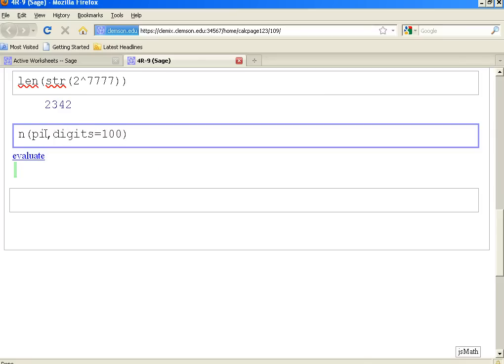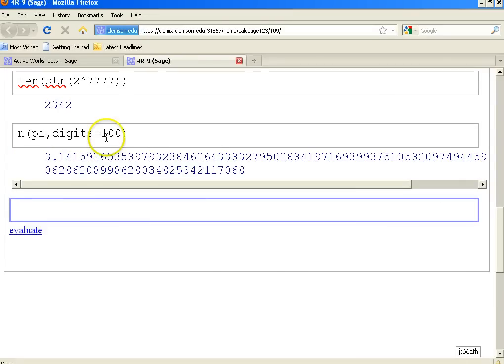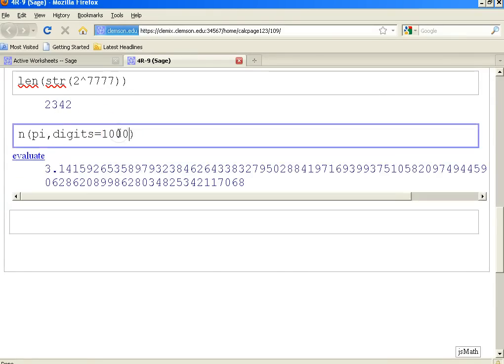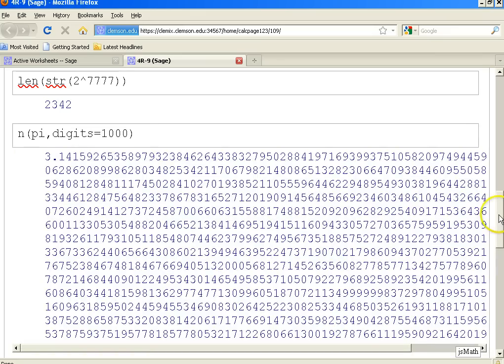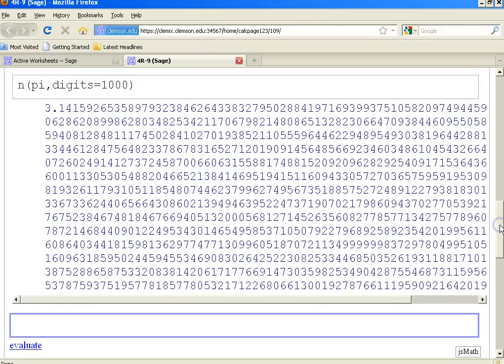This is not stored in the computer. This is calculated by some formula. You want 1,000 digits of pi? Okay, memorize that for homework. There you go. There you are.